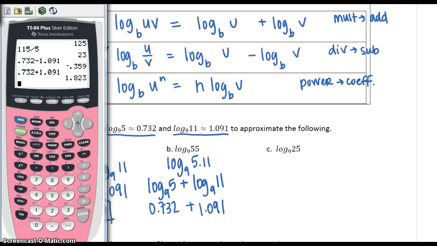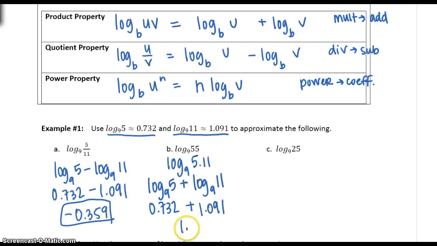1.823. All done with that. Let's look at C. 25. Okay, 11 is not involved in that at all. Like, I don't see how 11 could be. But isn't 25 5 squared? So we've got log base 9 of 5 squared.